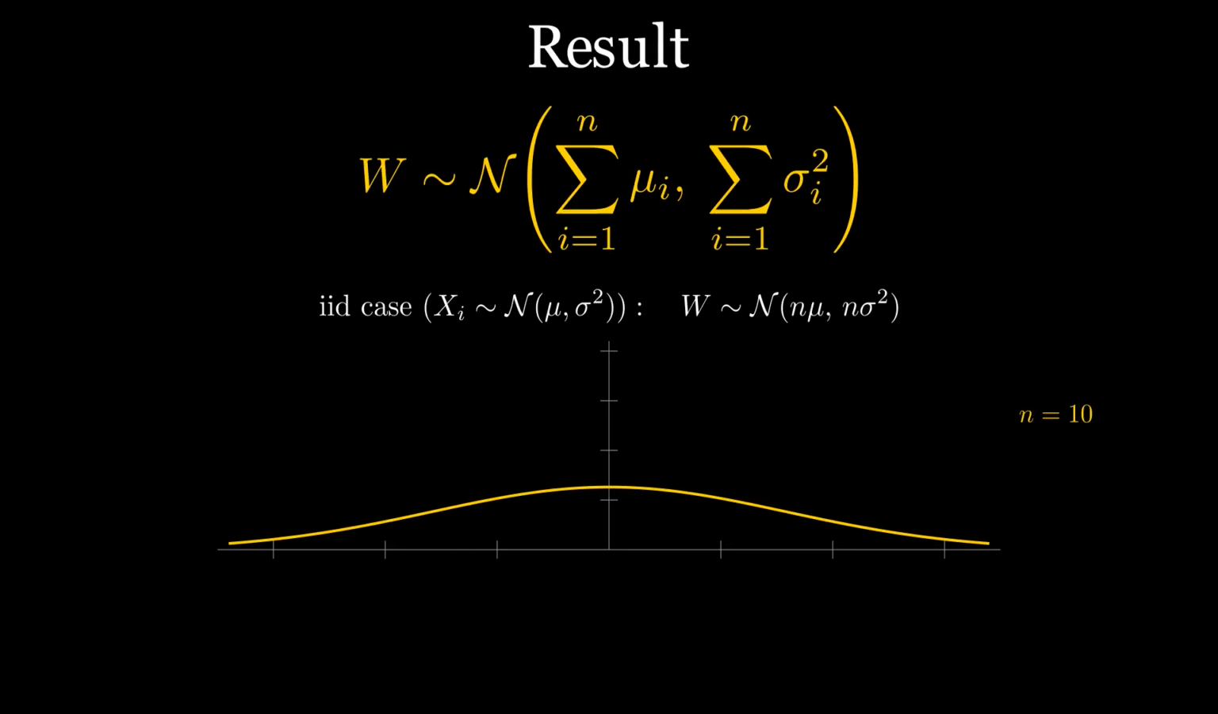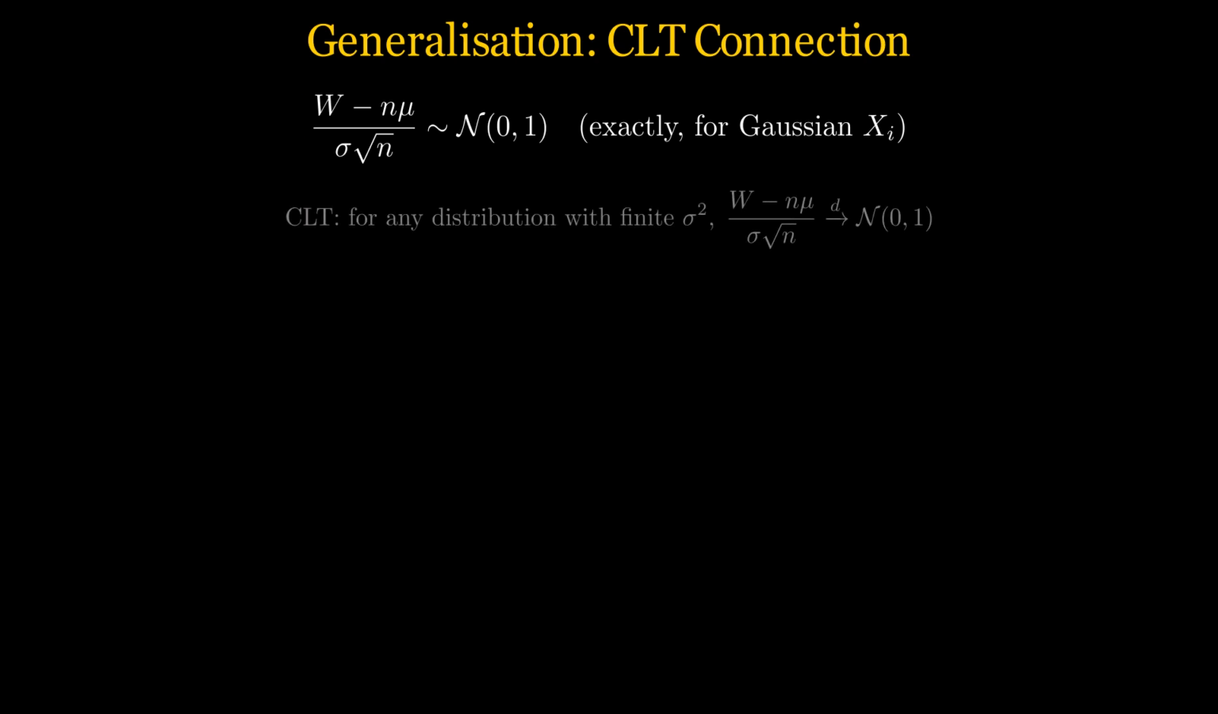This result sits at the heart of probability theory. When we standardize the iid sum, subtract n mu and divide by sigma root n, we get a standard normal, exactly, for every n. This is not just an approximation. For Gaussians, the standardized sum is exactly normal regardless of how many terms we add. The Central Limit Theorem says that for any distribution with finite variance, the standardized sum converges to normal as n grows large. For Gaussians, convergence is immediate.